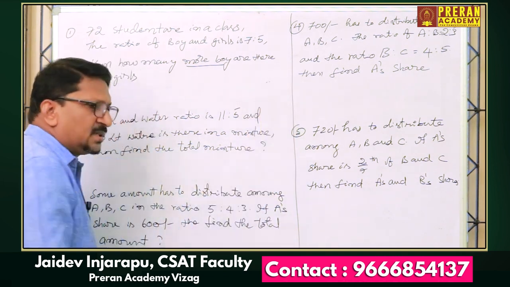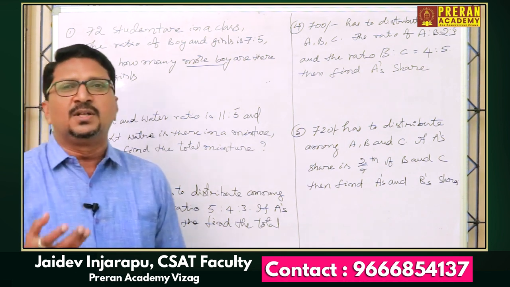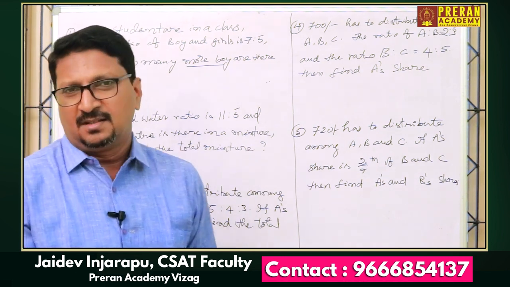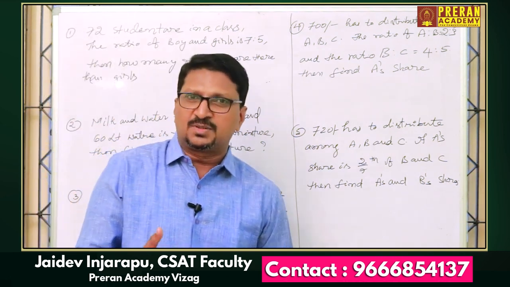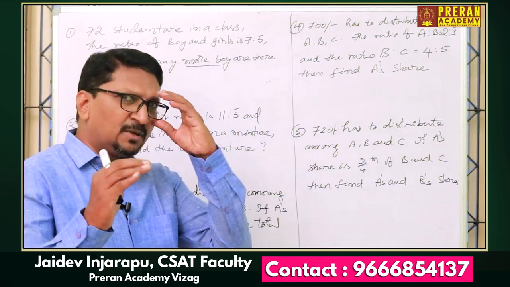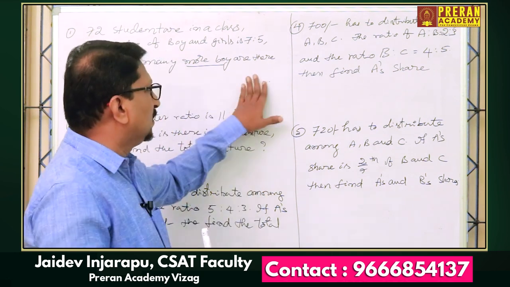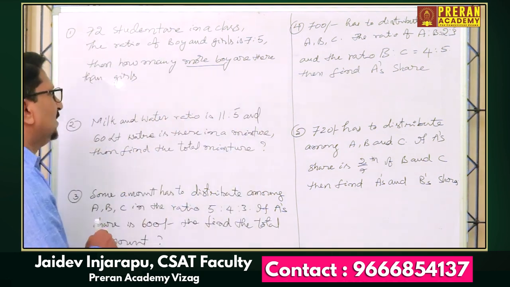This is not a direct question. If he is going to ask you only the number of boys, it's a direct question. Only number of girls, it's a direct question. That's a level 1 question. But this is a level 2 question. We need to understand a little clearly. What is that?